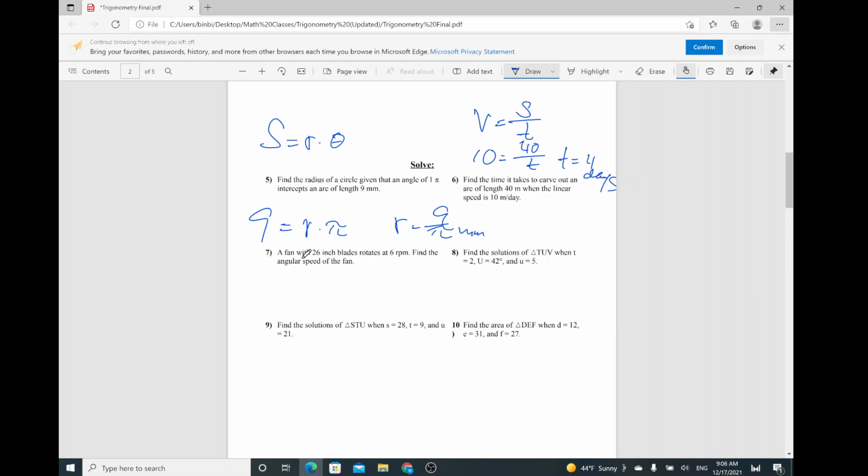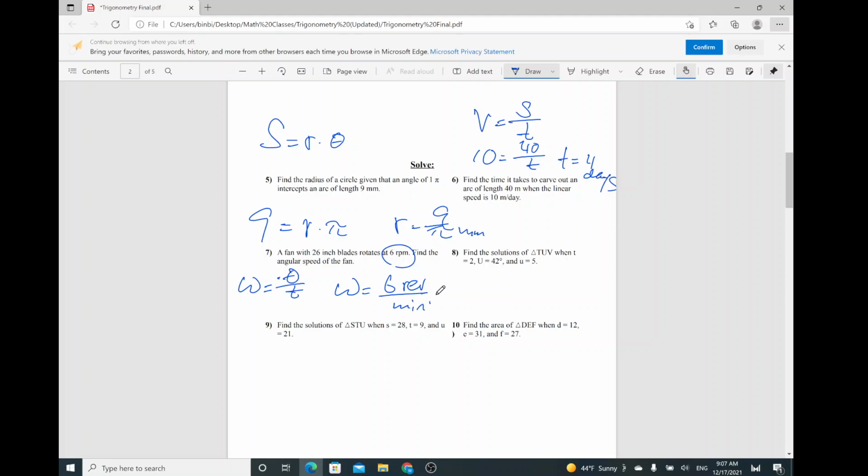A fan with a 26 inch blade rotates at 6 RPM. Find the angular speed. The way to find the angular speed is w equals theta divided by the time. Angular speed can also be found by using RPM times 2 pi. So 6 revolutions per minute.